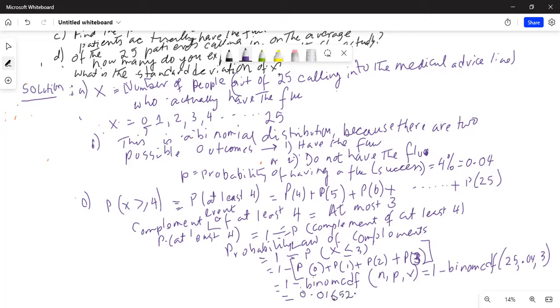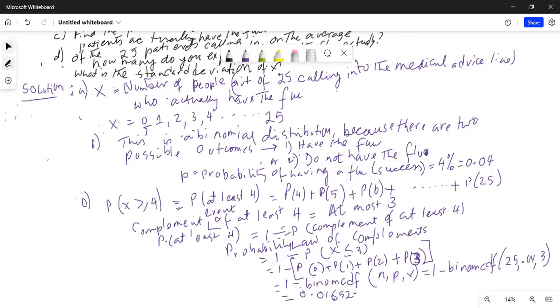0.01652, or 0.0165. So there is a 1.6% chance that at least 4 out of 25 will really have the flu. Okay, so at least 4 means 4 and above. We use the law or rule of complements, which is 1 minus the complement of at least 4, which is at most 3.